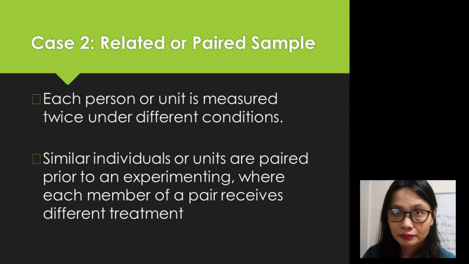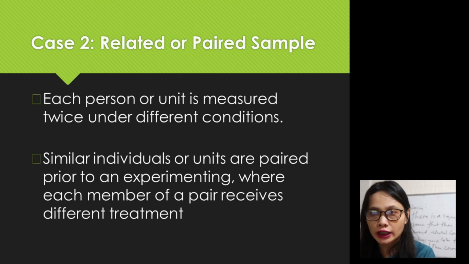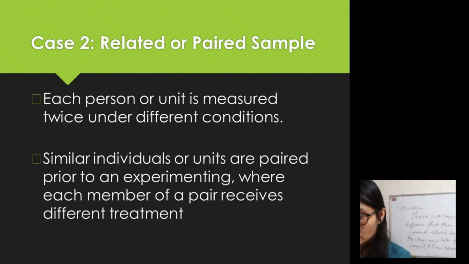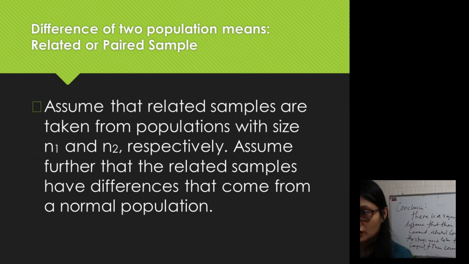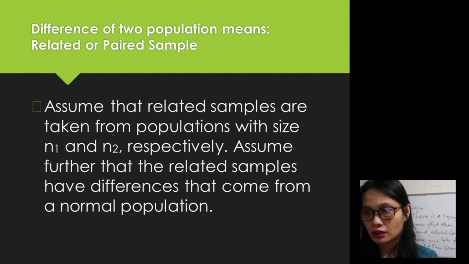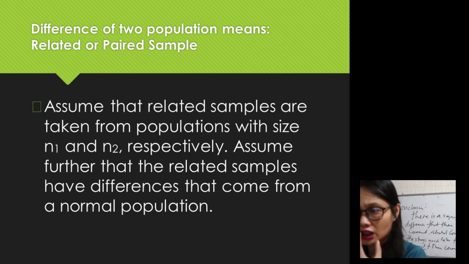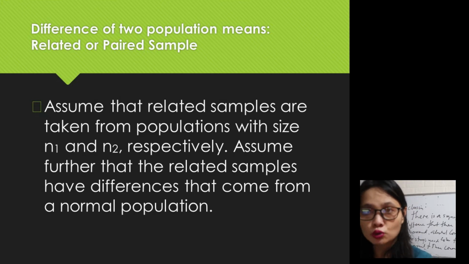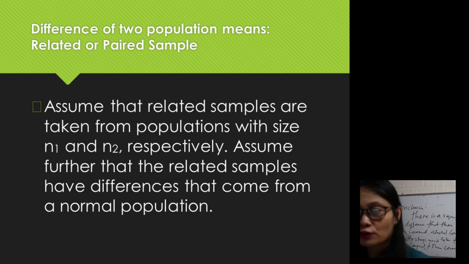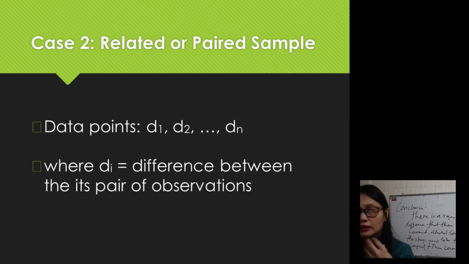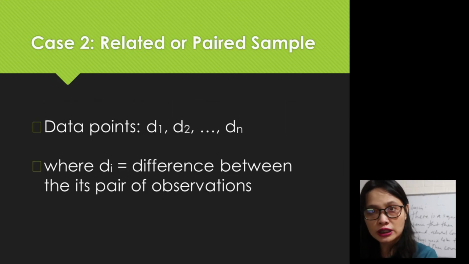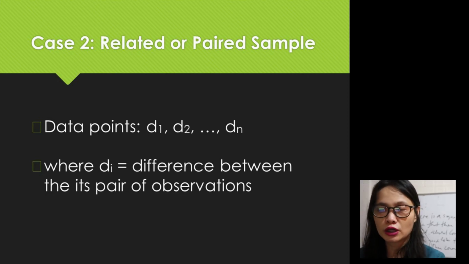So if you're talking about paired or related samples, the condition is the difference of two means. Related or paired sample: assume that related samples are taken from populations with size n sub 1 and n sub 2 respectively. Assume further that the related samples have differences that come from a normal population. Case 2, related or paired sample, data points d sub 1, d sub 2 up to d sub n. When we say d sub 1, d sub 2, you're referring to the difference.